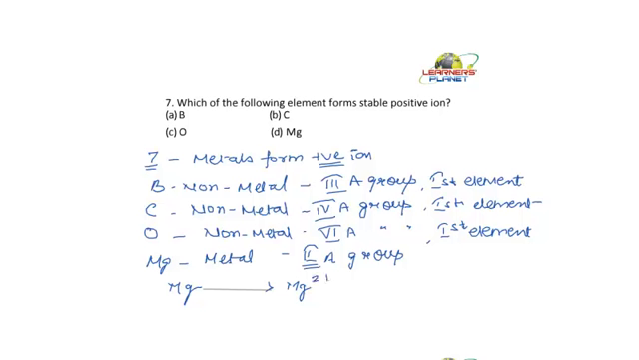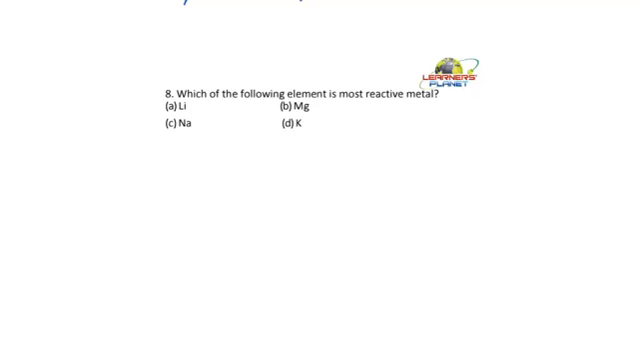1st A group elements are lithium, sodium, potassium, rubidium, cesium and francium. 2nd A elements are beryllium, magnesium, calcium, strontium, barium and radium. So this will form a positive ion. Why? Because it is a metal. Clear? Now let's take up our next question here.